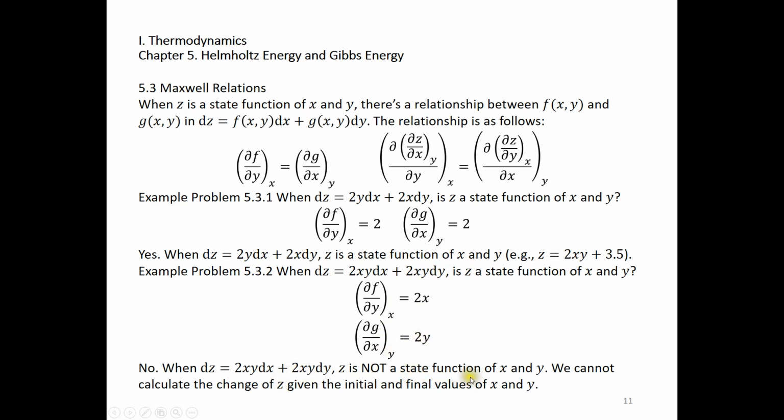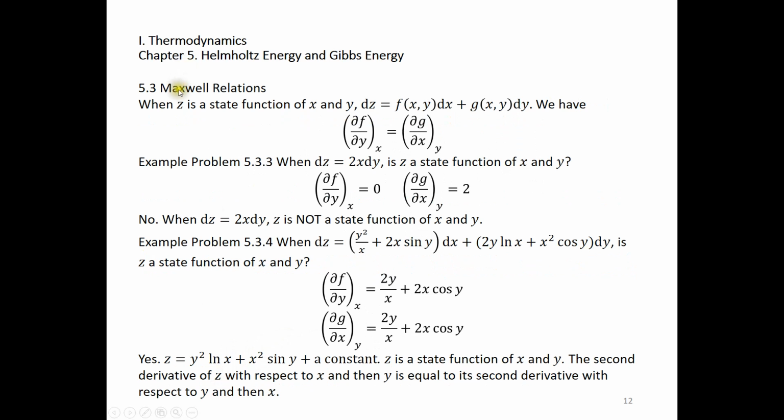So given the values of x and y, you're not going to be able to determine the value of z, and there's no way to integrate both sides to get a function for z. Again, when z is a state function of x and y, dz can be written as f dx plus g dy, where f and g are functions of x and y. And there's a relationship between f and g: the partial of f with respect to y should be equal to the partial of g with respect to x.